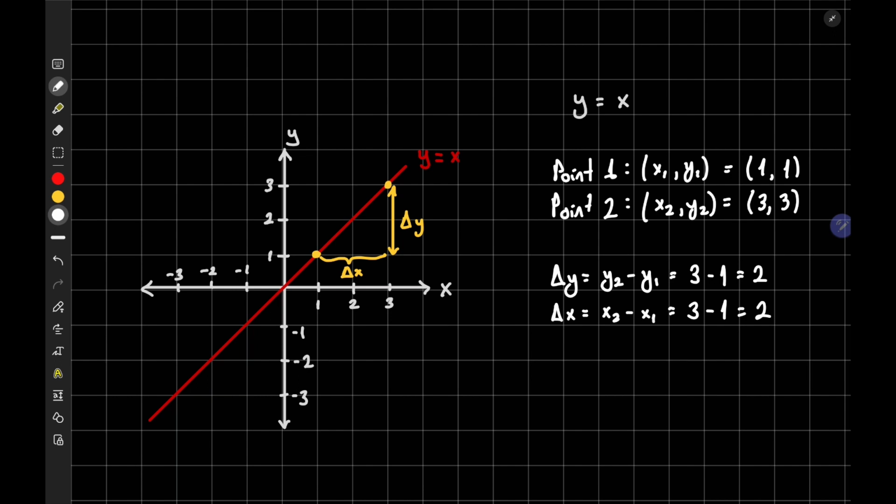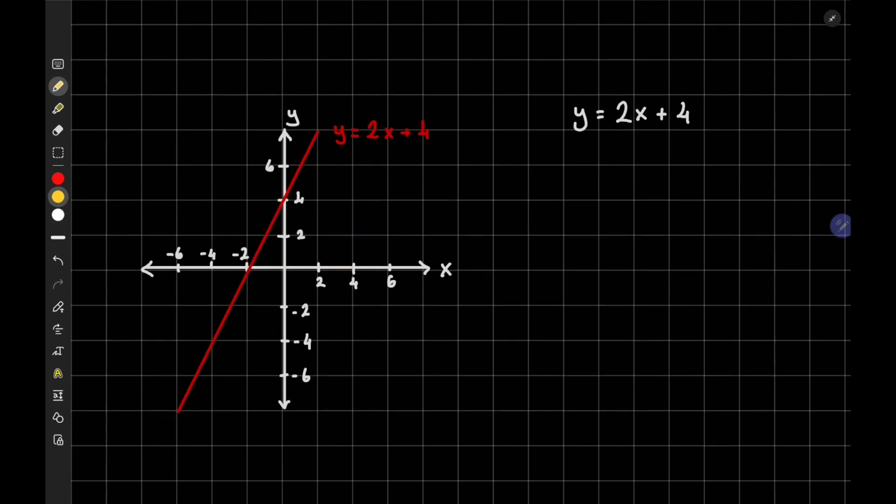Now, slope. Let me give you the formula. Slope is the change in y value over the change in x value. So that is 2 over 2, which is 1. So the slope of this line is 1, and it's very simple. We will not write these calculations again and again, since it will just cost us time. So in the next examples, we are going to calculate the slope of these lines faster.